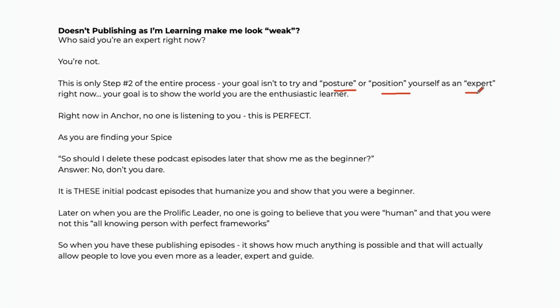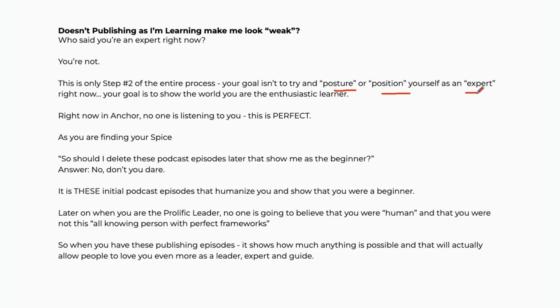All those people who want to have an ego around this and act like all of a sudden they were perfect out of the womb, those are the people that their audience does not respect. When you actually have those initial podcast episodes, that humanizes you, right? It shows, hey, even I was a beginner. Even I had nobody who was listening to me. Even I was finding my voice.